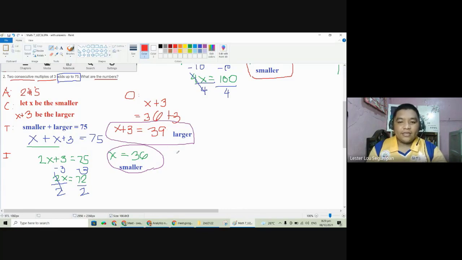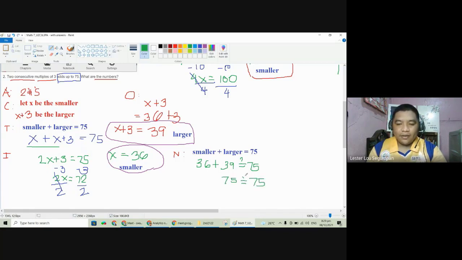But to finish this, let's have our step N to neutralize the situation, saying that the smaller and the larger of the two consecutive multiples of 3 add up to 75. And by checking, you will have to substitute 36 plus 39. Is it equal, again, question mark, to 75? Making sure that both sides are the same. 36 plus 39 is obviously 75. You also have here 75.